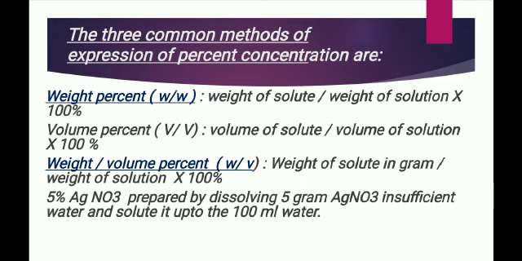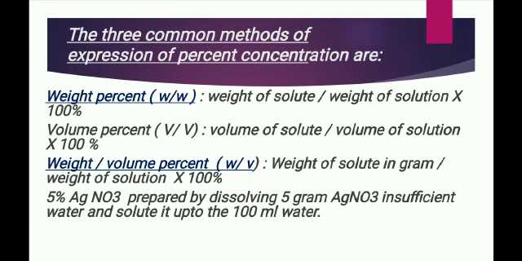The concentration can also be expressed in terms of three common methods of percent concentration: weight percent, volume percent, or weight by volume percent. Weight of solute divided by weight of solution into 100 is called weight percent, or volume of the solute divided by volume of the solution into 100 is called volume percent. Weight of solute in gram divided by volume of the solution into 100 is called weight to volume percent.